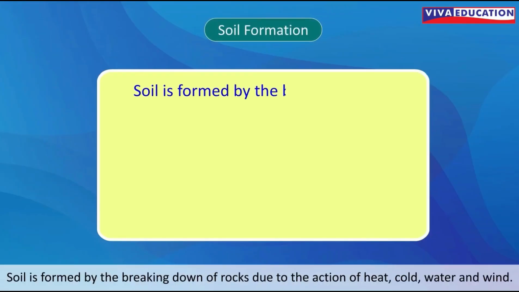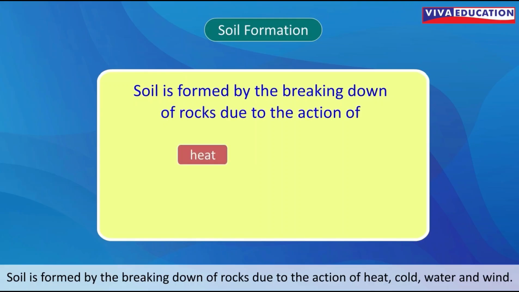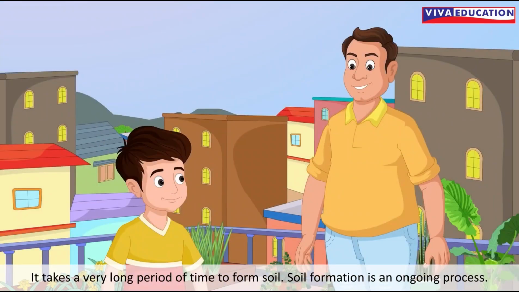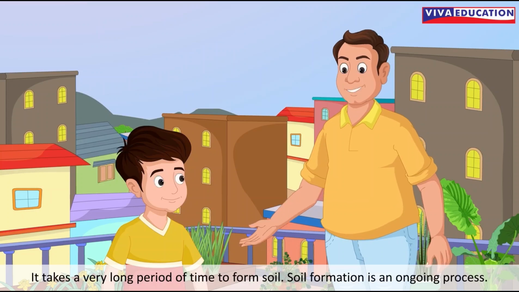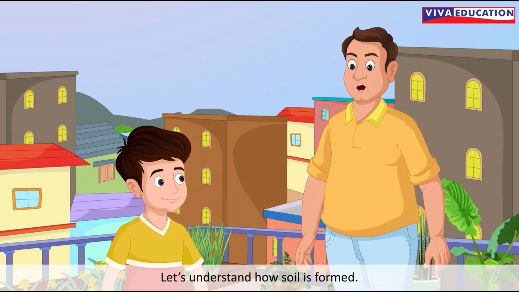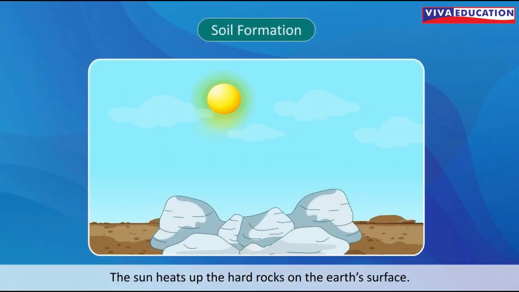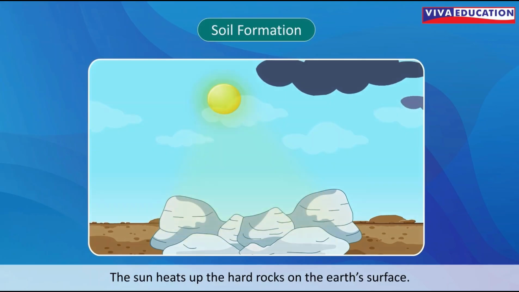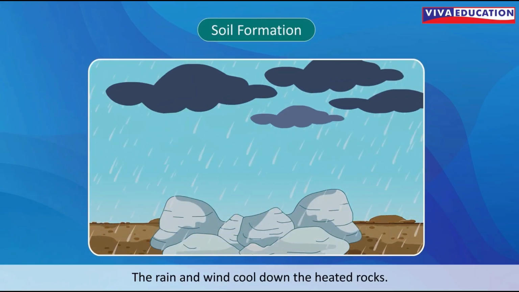Soil is formed by the breaking down of rocks due to the action of heat, cold, water, and wind. It takes a very long period of time to form soil. Soil formation is an ongoing process. Let's understand how soil is formed. The sun heats up the hard rocks on the Earth's surface. The rain and wind cool down the heated rocks.